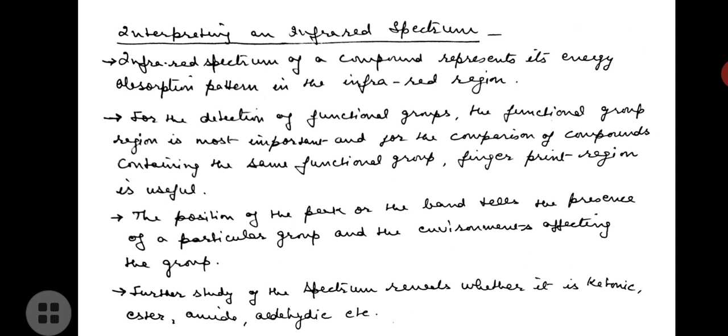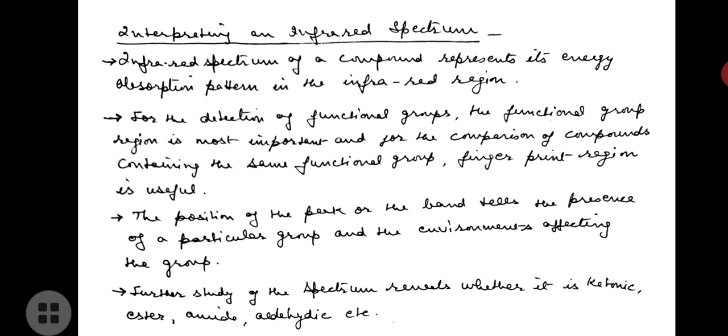Now let us see some important points by the help of which we can easily interpret an infrared spectrum. So let us study these points so that we can easily interpret an infrared spectrum. The first one is that the infrared spectrum of a compound represents its energy absorption pattern in the infrared region. For the detection of functional groups, the functional group region is most important.